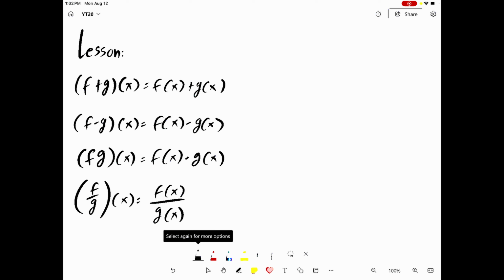Well, here they are. If I have f plus g of x, that is equal to f of x plus g of x. If I have f minus g of x, that's equal to f of x minus g of x. If I have f g of x, or f times g of x, that's equal to f of x times g of x. And f divided by g, all of x, is equal to f of x divided by g of x. I think it'll be clear once we do the examples.